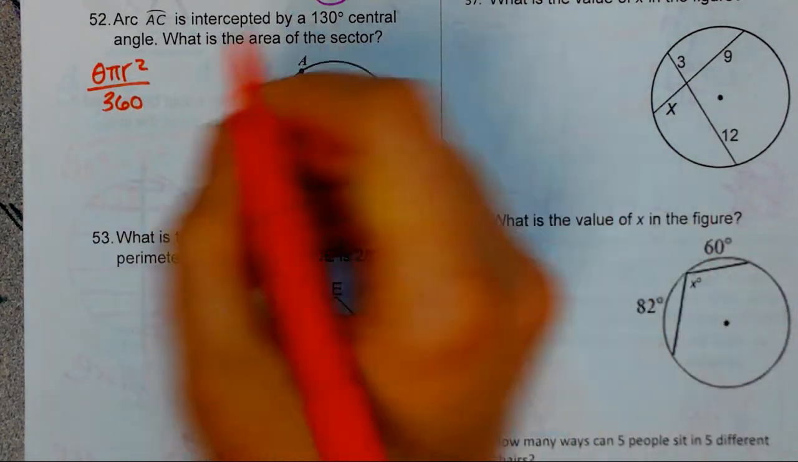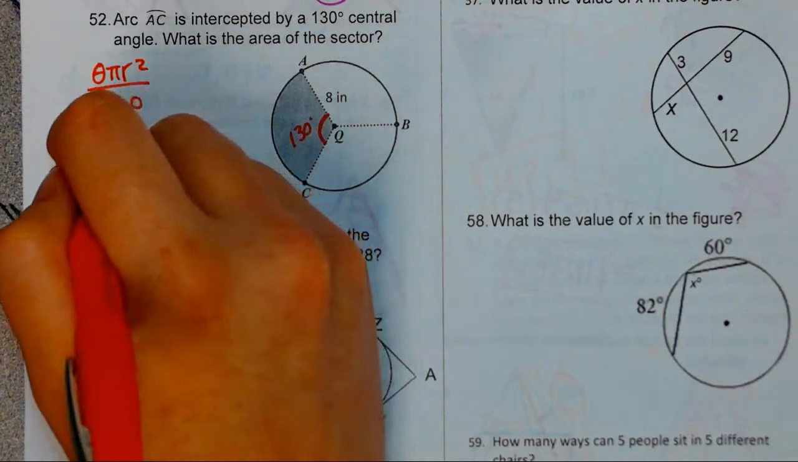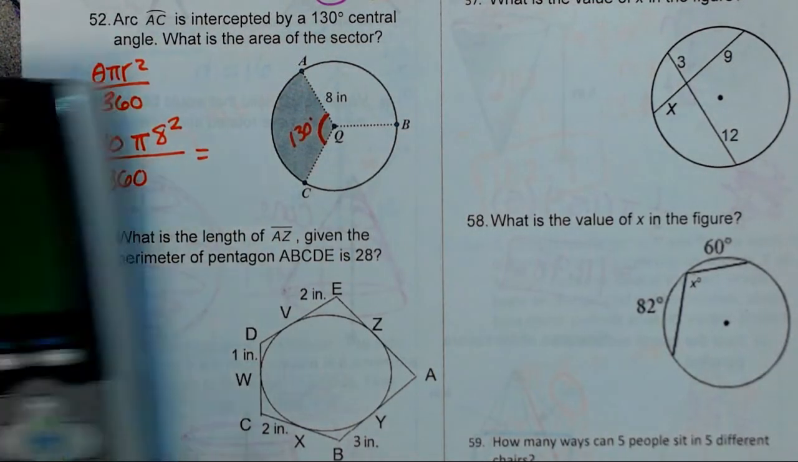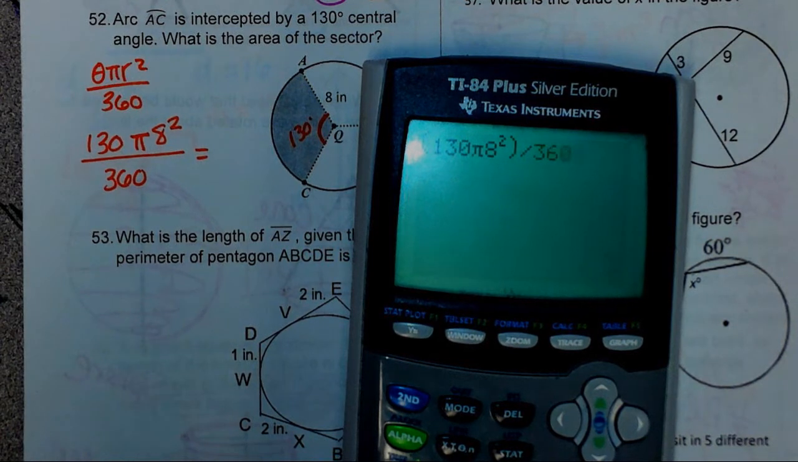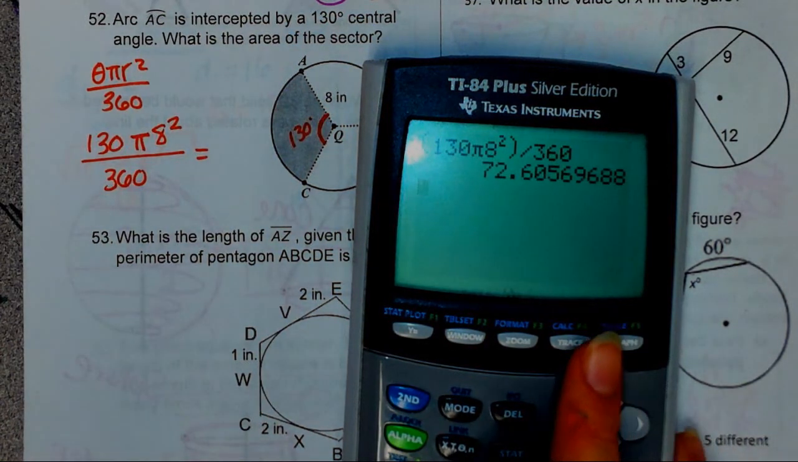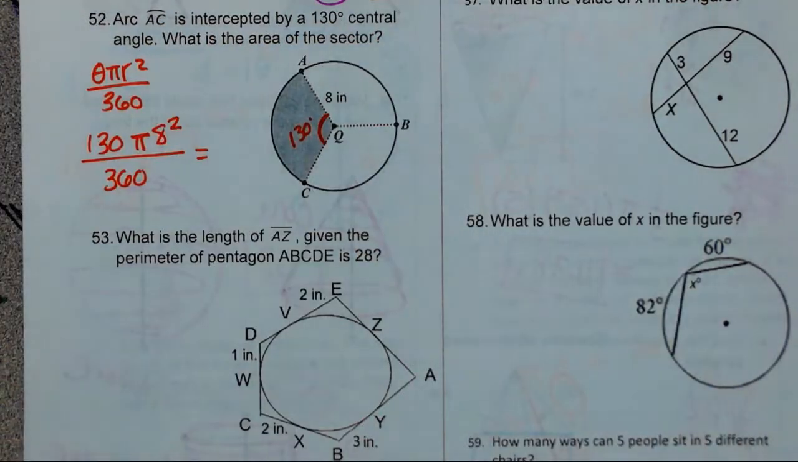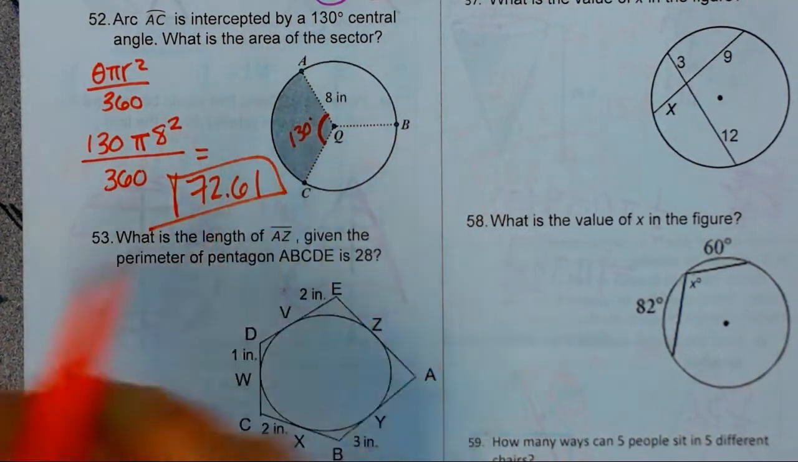Using this formula, I plug in the 130 pi, my radius squared, over 360. Part of the reason I like this formula is because I can do everything in one step and not have to worry about multiplying afterwards. So 130 pi r squared divided by 360 gives me that my area is about 72.61. Done. That's the area.